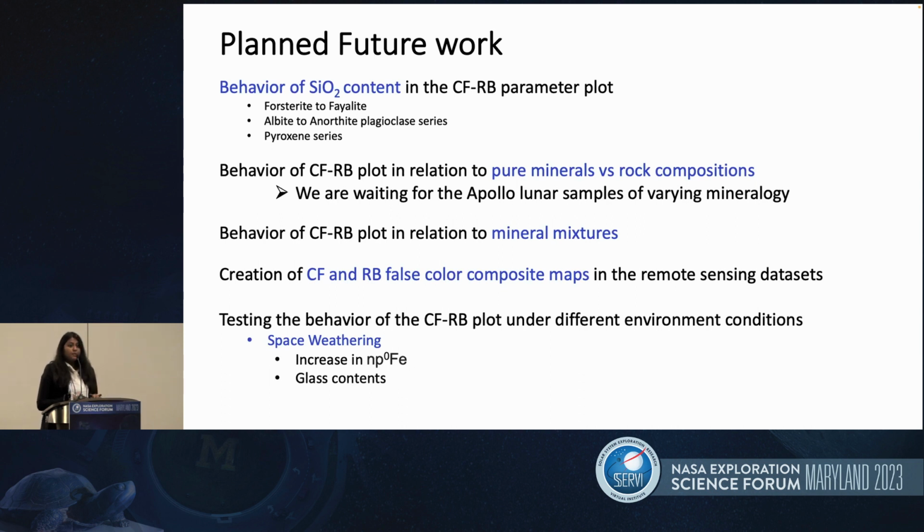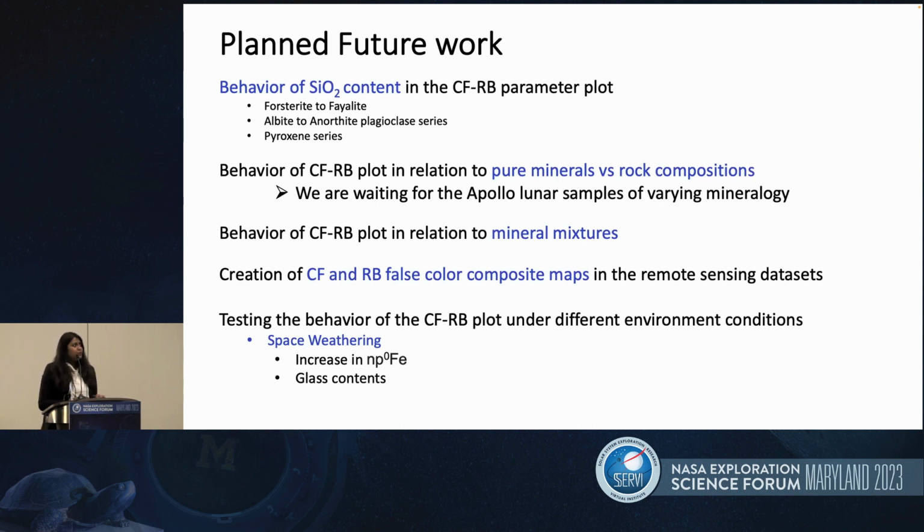And what happens to mineral mixtures? Can we really distinguish the mixtures between feldspathic highland and mare material, for example? Another exciting thing we can do is to create CF-RB1 maps to bring out all the different mineralogies of planetary surfaces like the Moon, Mercury, and others. And obviously the other very important thing is space weathering. What happens to this plot with increase in space weathering of the samples?